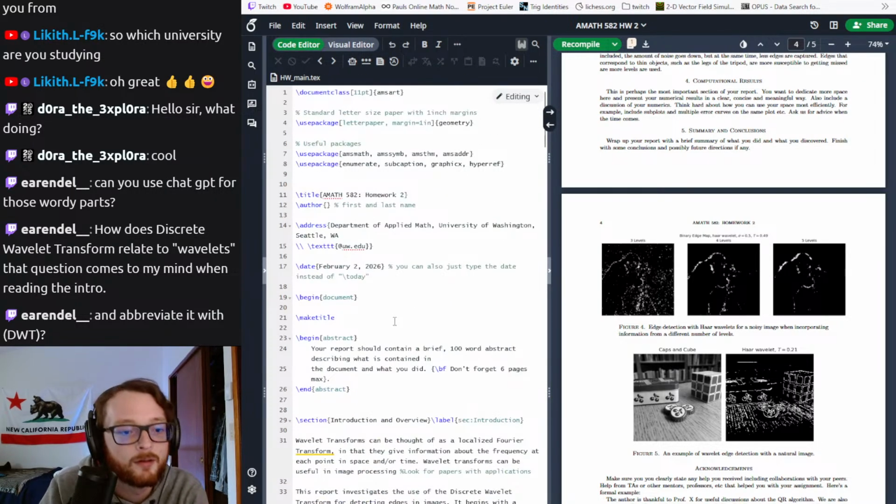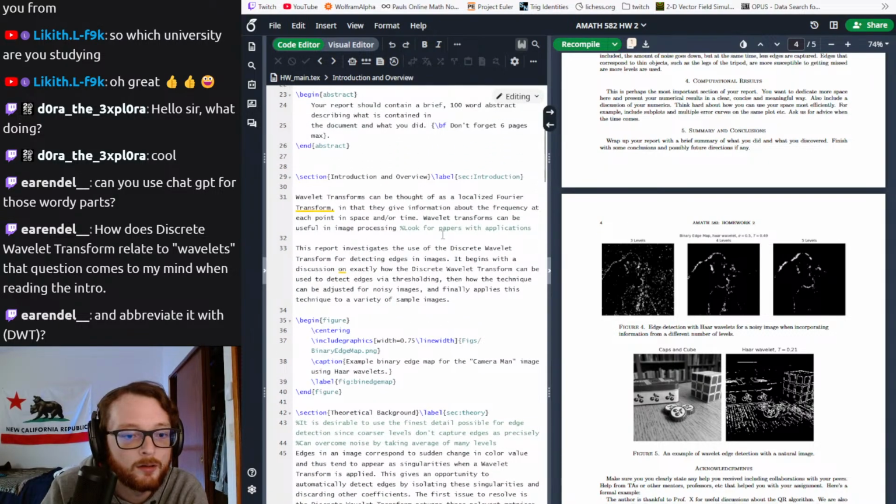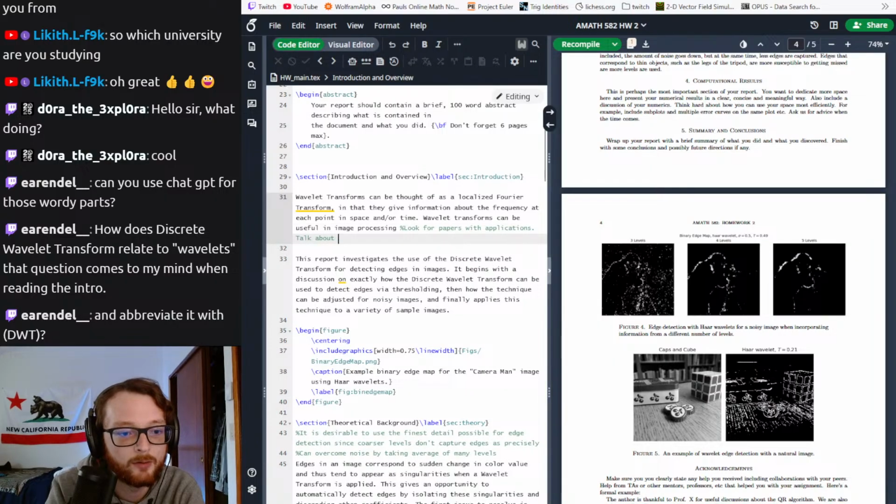Okay. Let me add on to this comment. Talk about discrete versus continuous transform. So I have to do some more thinking about what the difference actually is. We didn't really get into it during lectures or anything. So if I'm going to talk about that, I need to go and figure it out for myself.